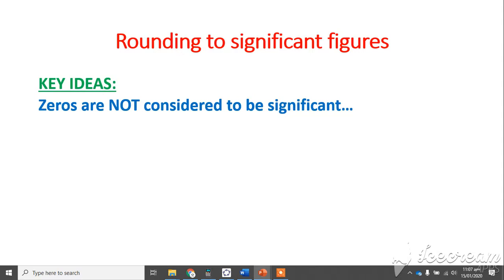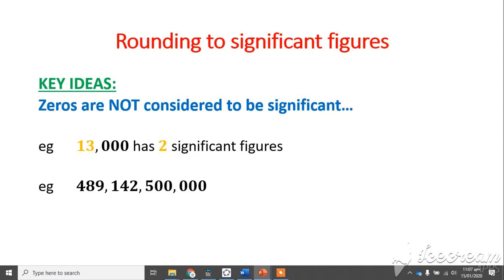Right, now here are some key ideas to get your head around. Zeros are not considered to be significant. So the number 13,000 has 13 with 3 zeros. It's only got 2 significant figures. The zeros at the end are not significant. They're just placeholders.